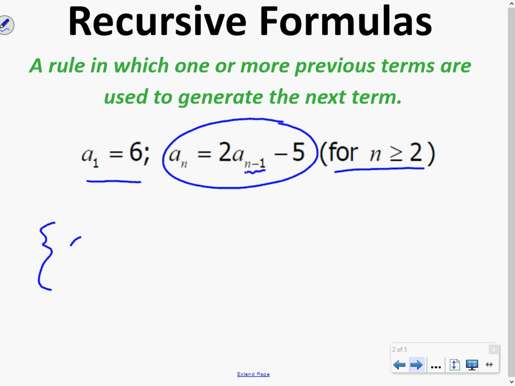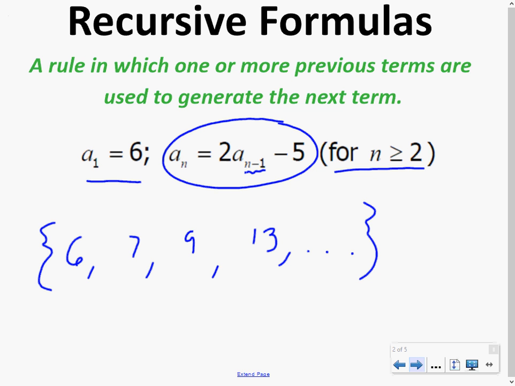Sequences usually go in curly brackets, so we start at 6, and then to find the second one, I'm going to do 2 times the first term minus 5. So 2 times 6 is 12, minus 5 is 7, okay? So now I'm finding the third term. The previous term is going to be the second term, which is 7. So when I'm finding the third term, I'm going to do 2 times 7, which is 14, subtract 5, I get 9. Okay, when I'm finding the fourth term, I'm going to do 2 times the third term, which is 9, so 18, minus 5, we get 13. Okay, and we could continue this pattern forever. Okay, we could just keep on doing it.